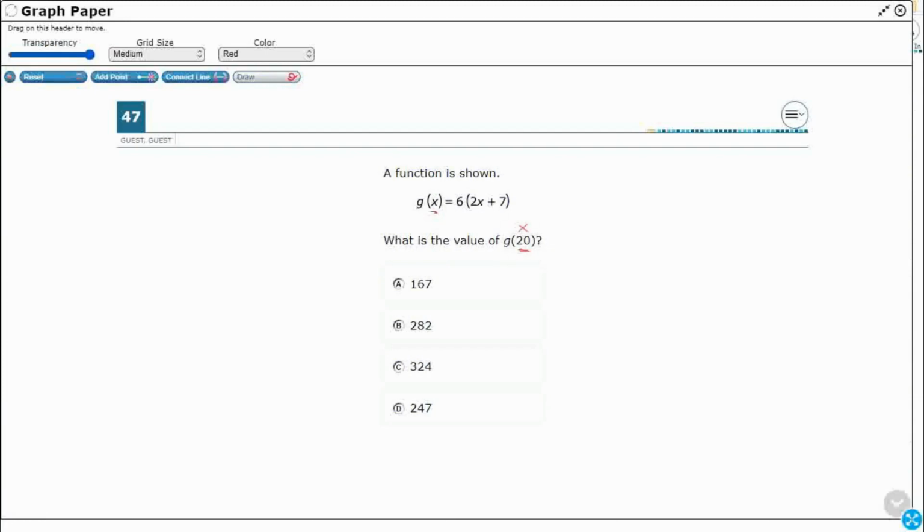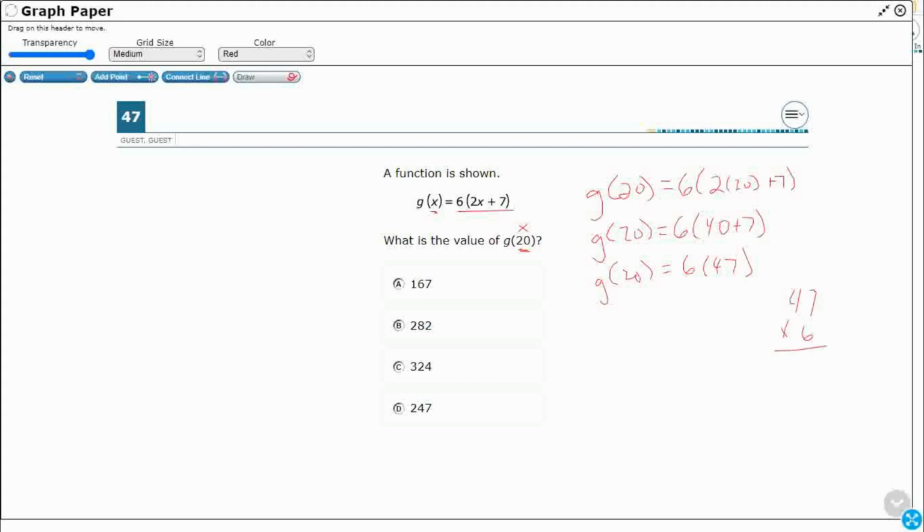So if g of x equals this right here, this is what g of 20 is going to be. We're going to substitute in that 20 for the x. That's it. Once we recognize that, I'm going to put in that 20 for the x. This is simple order of operations. So g of 20 equals 6 times, 2 times 20 is 40, plus 7, right? And then g of 20 is going to equal 6 times 47. We can either use a calculator or just do it the old-fashioned way. That's going to be 282.